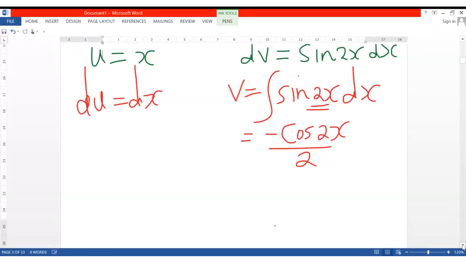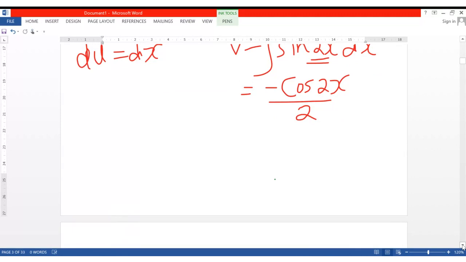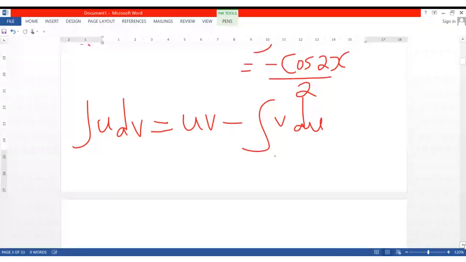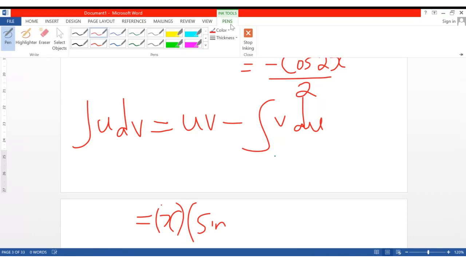So I'll go back to the formula. So the integration of u dv, the same as uv minus the integration of v du. So I'll just put the things that are there. So our u was what? Our u was x. Our v, it is here. Sorry for that. Our v I've integrated. I just input it. My v is what we have integrated here.